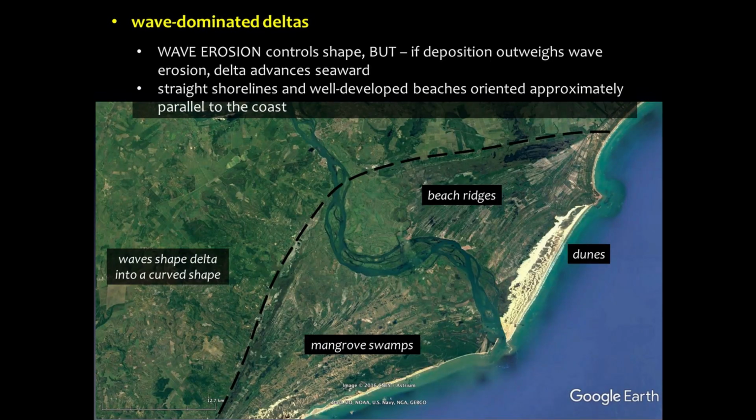The third type of delta that we can see is a wave-dominated delta. So remember, once again, these are end members. So we might have a delta that's a combination of wave and tide-dominated. These are the extreme cases. The wave-dominated delta is where we get the term delta from.